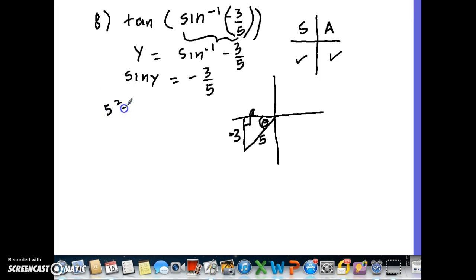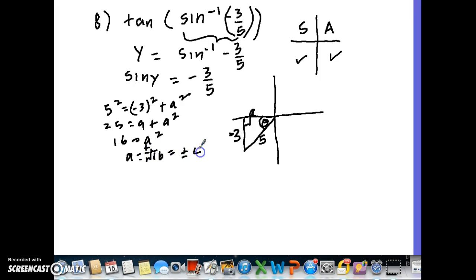5 squared is equal to negative 3 squared plus a squared. So 25 is equal to 9 plus a squared. Subtract 9 from both sides. We get a squared equals 16. So then a is going to be the square root of 16, plus or minus. So it's going to be a positive or negative 4. Since we're working on this side, we should carefully make that a negative 4. If somebody had chosen this quadrant over here, then they'd choose the positive 4.